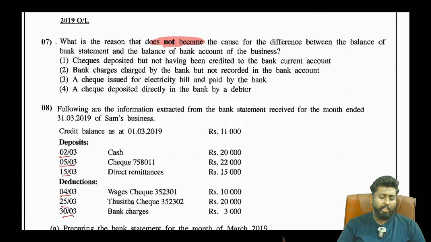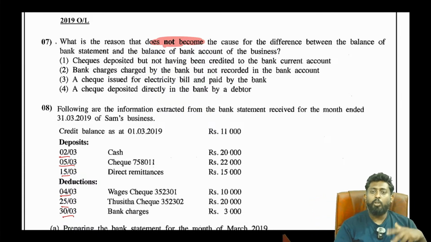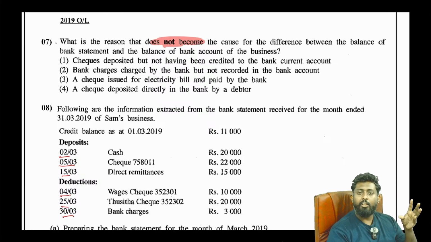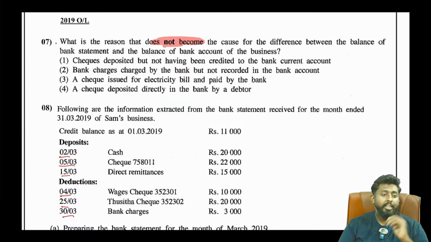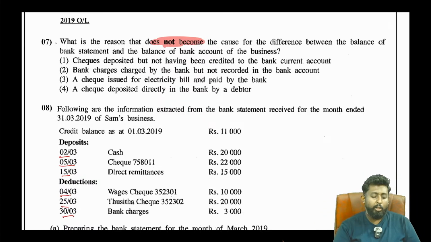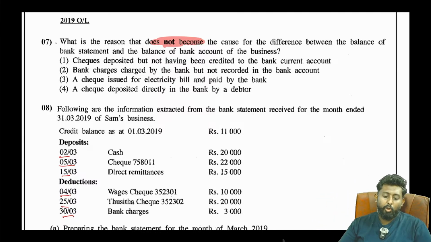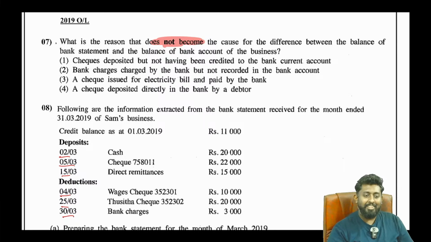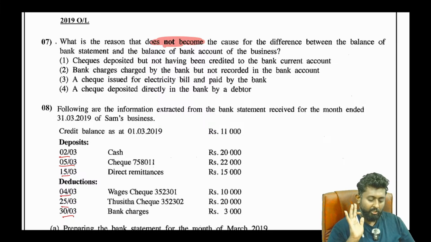Number one is checks deposited but not yet credited. If we deposit, we debit, add. The bank has not credited, meaning not added, so it is an unrealized check. It's a reason for the difference, so it cannot be the answer. Second one, bank charges charged by the bank but not recorded in our bank account. Yes, the bank has minus, we have not minus. It is a reason. It cannot be the answer.